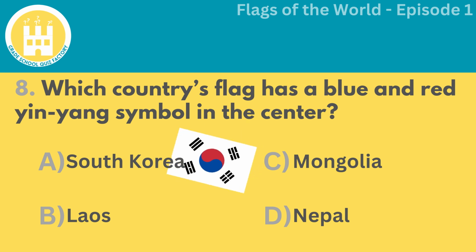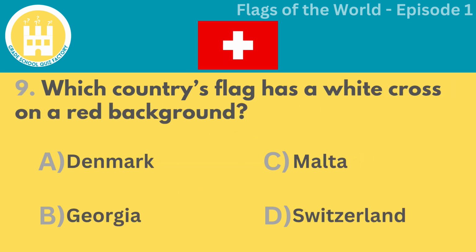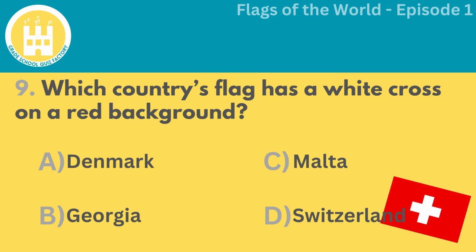The correct answer is letter A, South Korea. Moving on to number 9. Which country's flag has a white cross on a red background? The right answer is letter D, Switzerland.